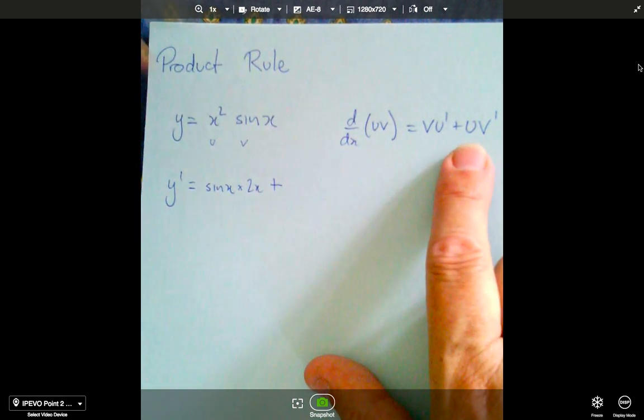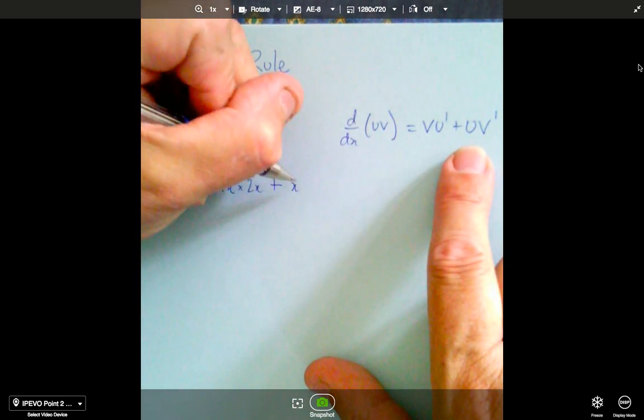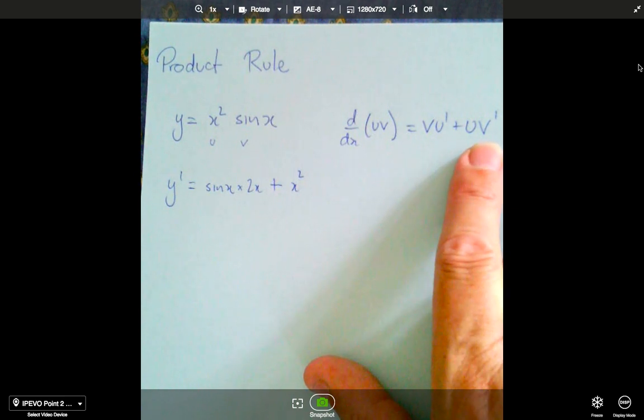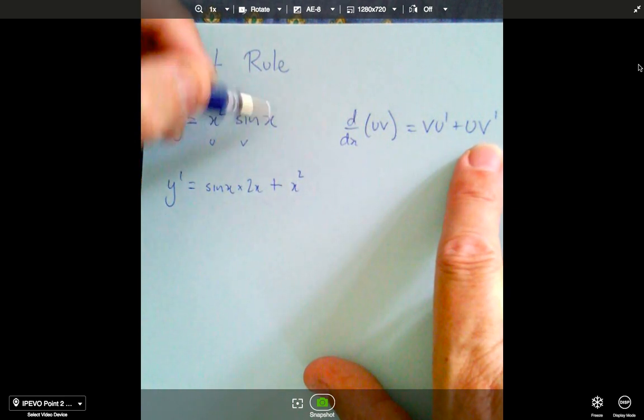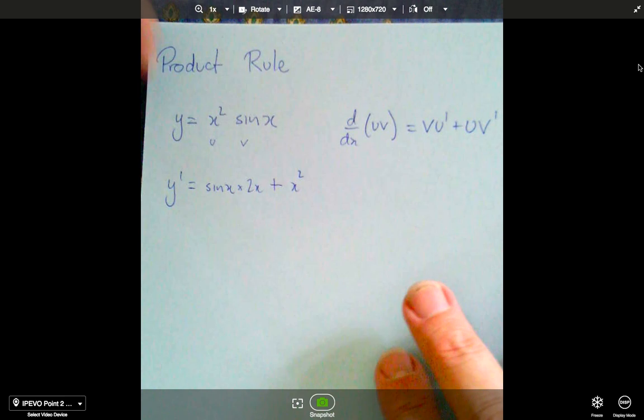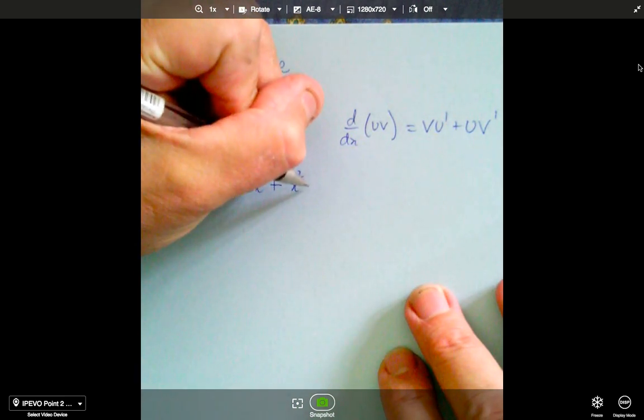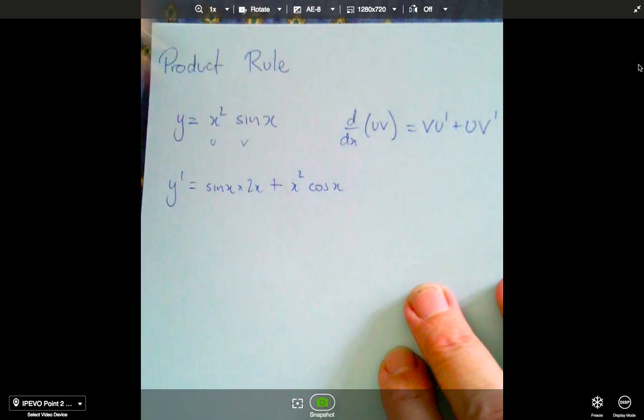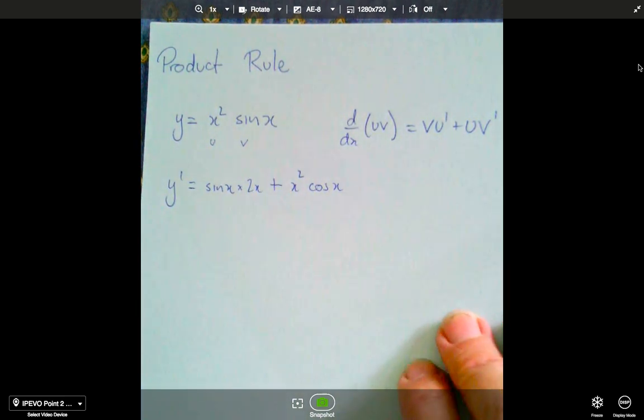Plus u, which is x squared, times the derivative of v. What's the derivative of sine x? That was one of the things we had to remember. Sine x becomes cos x. And that's all the derivative is.